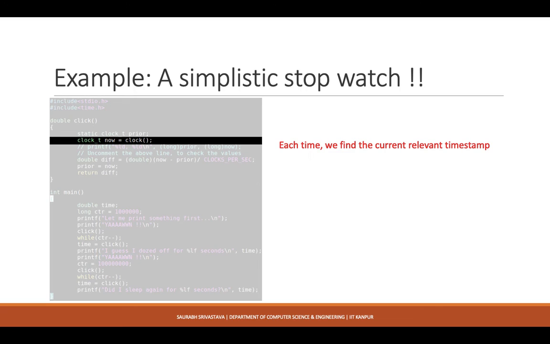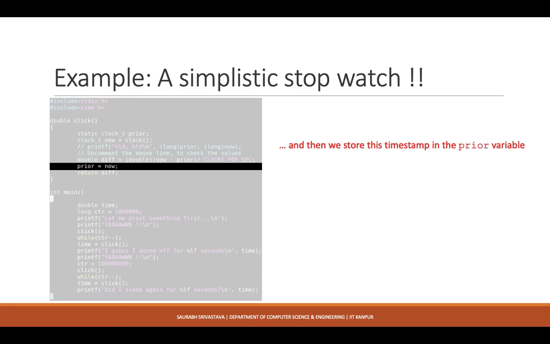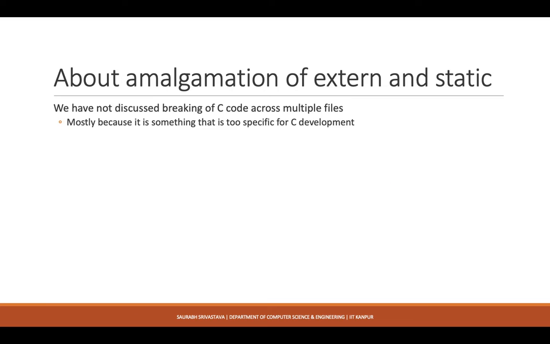Now each time what happens is that we create a new timestamp. We find the current timestamp, and then we just take a difference between the timestamp that is there currently and whatever it was in the last invocation. And after that we just assign the current timestamp to this prior variable. So now this particular value will be accessible to us when we call this click function again, right? And this is why we are able to get the difference between the last invocation and the current invocation.